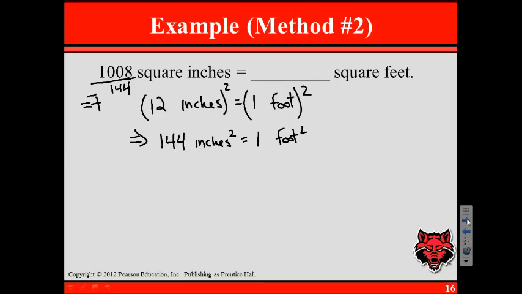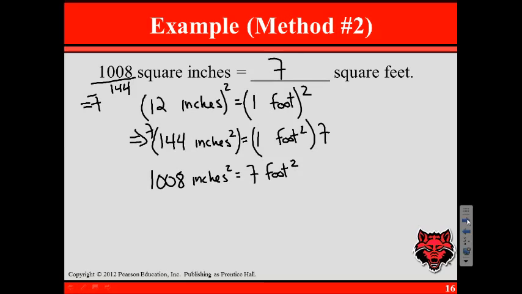So if we multiply both sides of this equation by 7, that will give us 1,008 square inches equals 1 times 7 is 7, so that equals 7 square feet. So in place of the blank at the beginning of the problem, we would have 7. 1,008 square inches equals 7 square feet. It doesn't matter which method you use, or maybe some combination of the 2 methods, as long as at the end we can follow your steps and you have the correct answer.